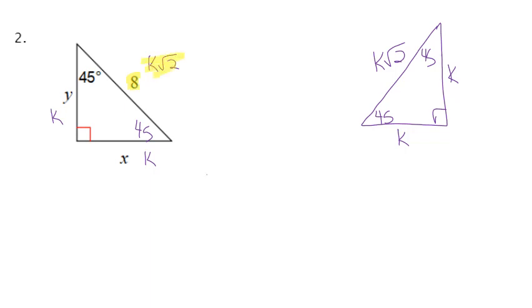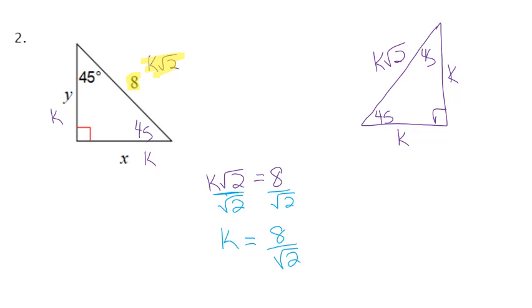And we're just going to set those equal to each other. So k radical 2 is equal to 8. Unlike the other problems where k is by itself, this one we're going to have to solve for it because it's getting multiplied by radical 2. So if we divide both sides by radical 2, we get k equals 8 over radical 2.